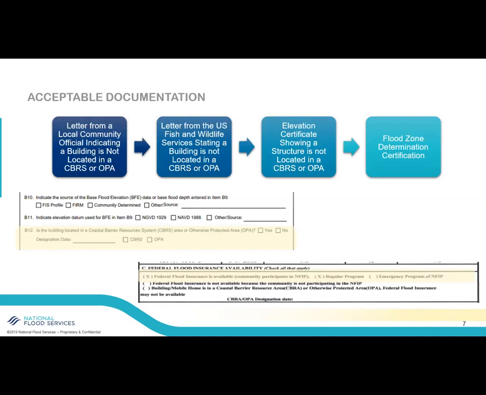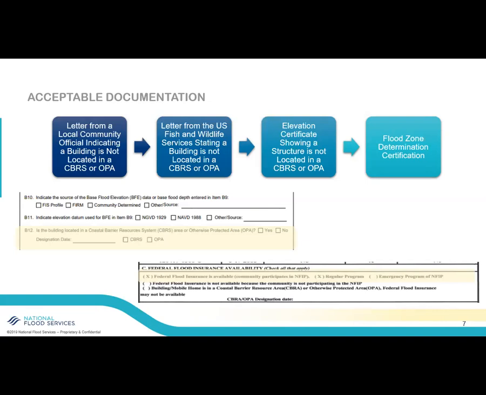Other documents that agents also have access to, and some insureds have access to these as well. One is the elevation certificate. By looking at your elevation certificate in Section B, a couple of questions. Is the building located in a coastal barrier resources system or in otherwise protected area? And it says yes. And then your surveyor is going to put in your designation date. So the structure has to be built in that correct time period that we talked about.